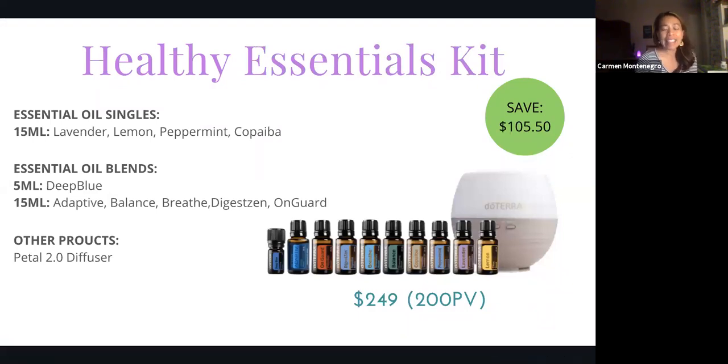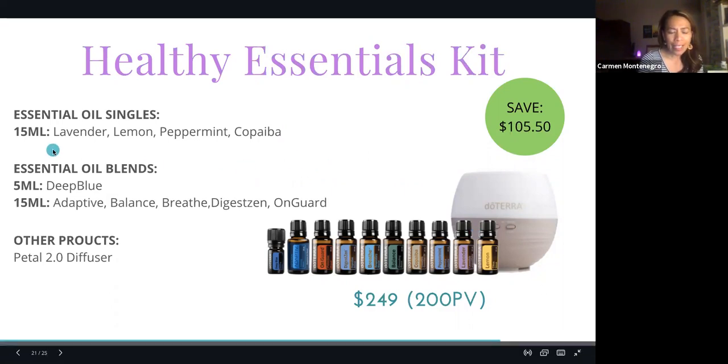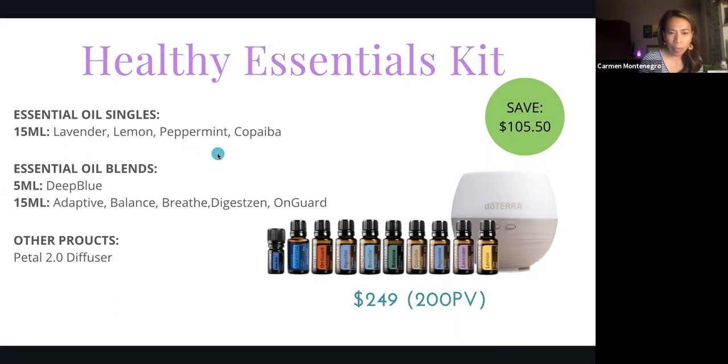They also have the Healthy Essentials Kit. These bottles are actually 15 mL each, except the Deep Blue. So it's 3 times bigger than the Healthy Start Kit. And it does have the top 3 oils I've talked about. The thing here that I haven't talked about is the copaiba. I don't know if you've heard about copaiba, but it's also one of the top notch oils in doTERRA.